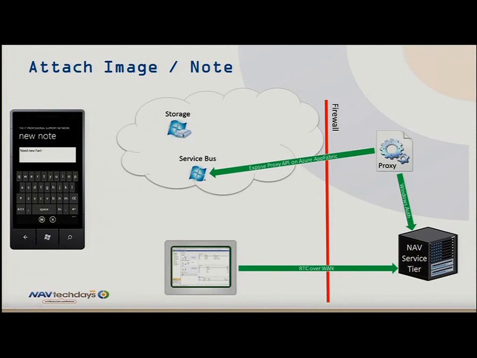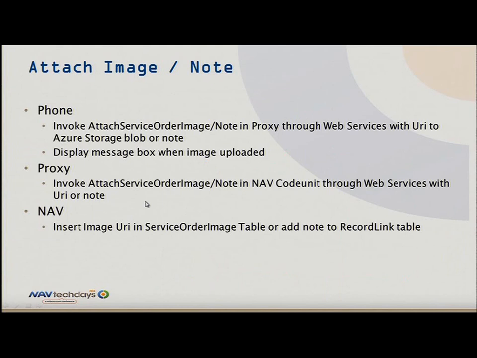Of course, that doesn't make NAV capable of downloading the image because it doesn't know where it is. So I need to take that URL and send that to NAV. And doing that is pretty similar to sending a note to NAV. Attaching an image or a note to a service order actually also just updates a table of images. So the phone calls in and says attach service order image or attach service order note in the proxy.